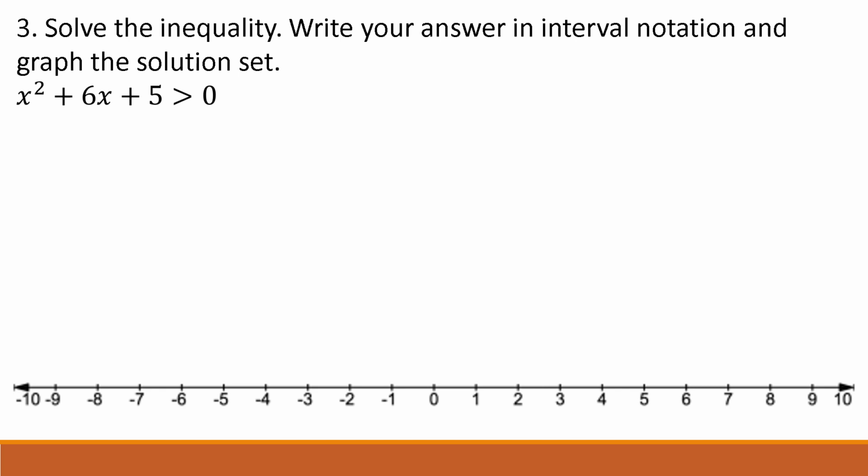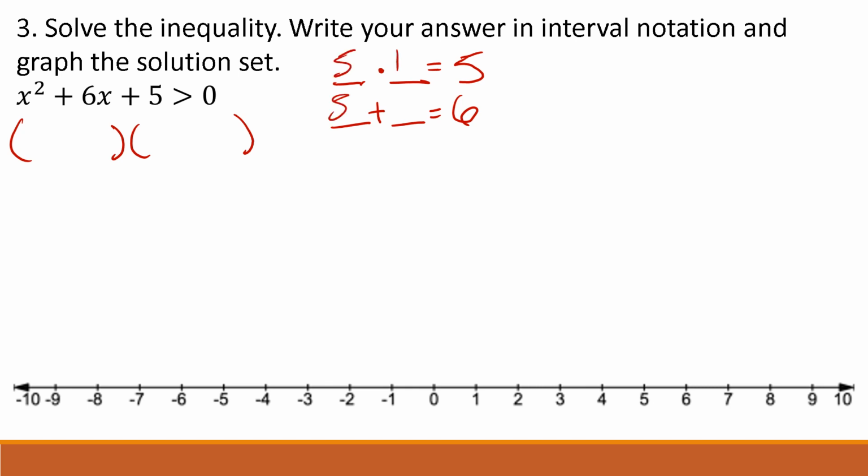All right, so for the last two, I had the steps kind of listed out, so we're going to follow those same steps on this one. Our first thing is to factor and get our two numbers. We want to think of two numbers that multiply to be 5 and add to be 6. 5 and 1. So this is going to be x plus 5, x plus 1.